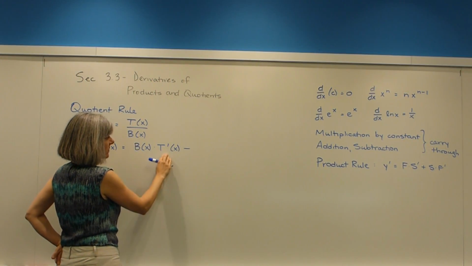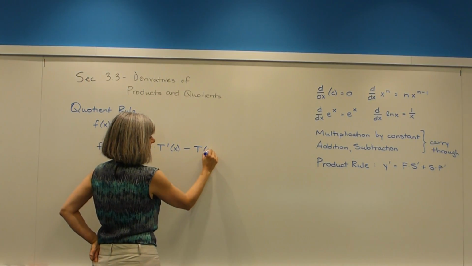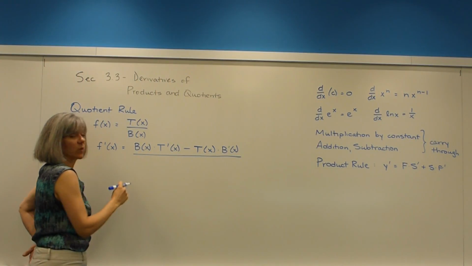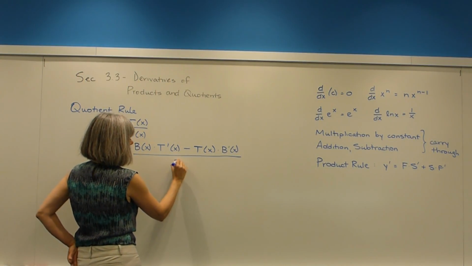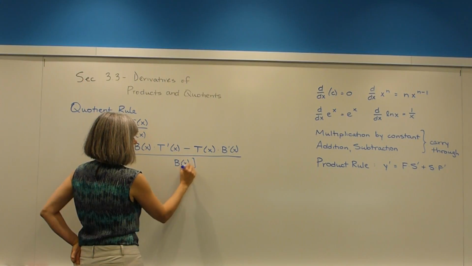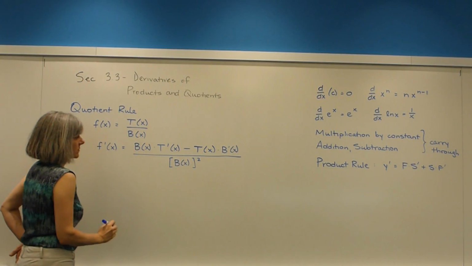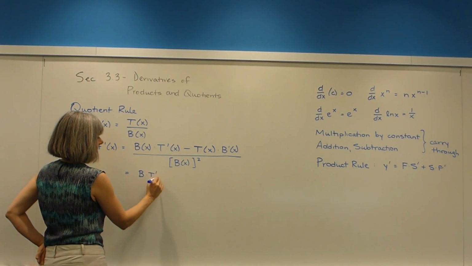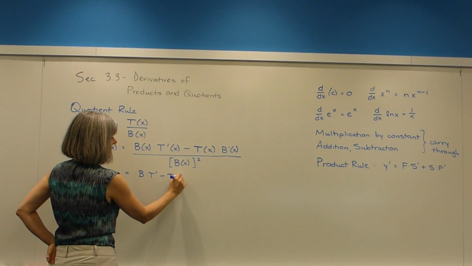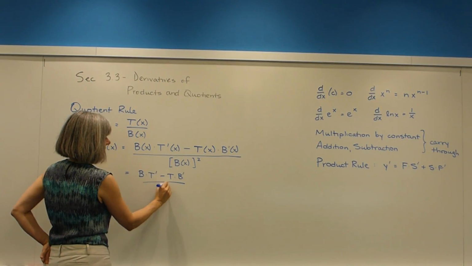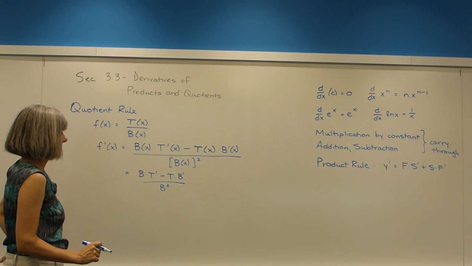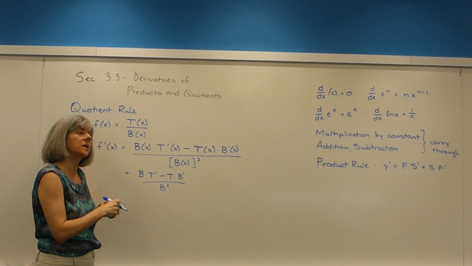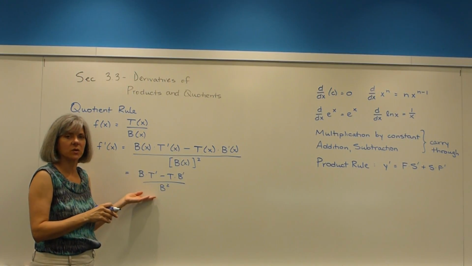So bottom times derivative of the top minus top times derivative of the bottom, all over the bottom squared. And again, we tend to write this shorthand: bottom times derivative of the top minus top times derivative of the bottom, all over the bottom squared. Even me, I took calculus a really long time ago, I still say this in my head, so I encourage you to do the same.